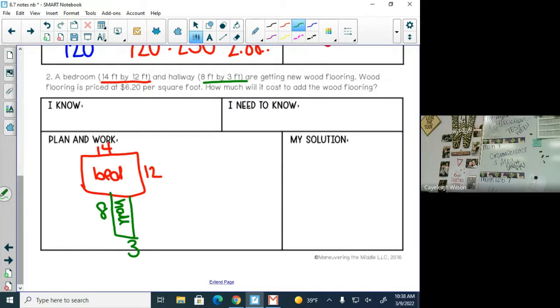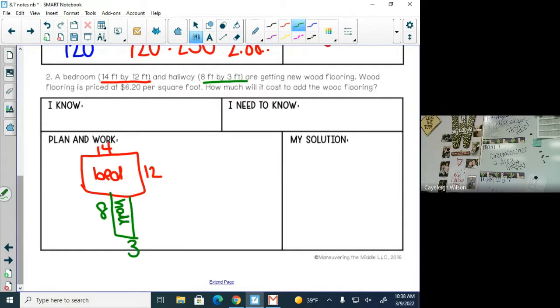Right? Everybody understand my picture? Yes. Okay, so it says that they are getting new wood flooring. Wood flooring is priced at $6.20 per square foot. How much will it cost to add the wood flooring? Well, first of all, I've got to figure out how much wood flooring I need. So what am I going to do first?